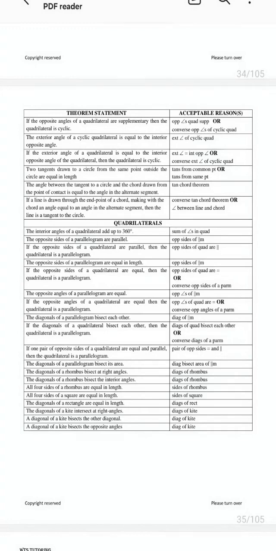Tell us the website for the PDF. You can actually just Google it. Just type in, you see at the right column there, you can just say Euclidean Geometry acceptable reasons. They have that as a PDF document. It's always available. You can actually use it. Yeah, just Google it, PDF document for acceptable reasons for geometry. Yeah, it's there.